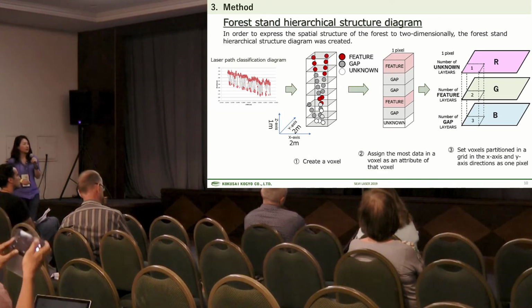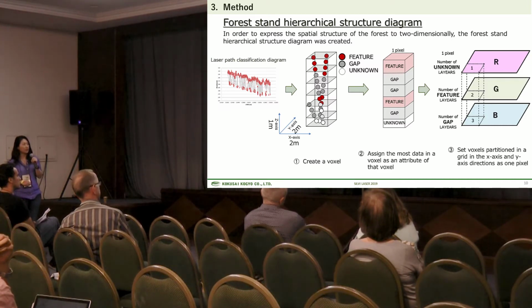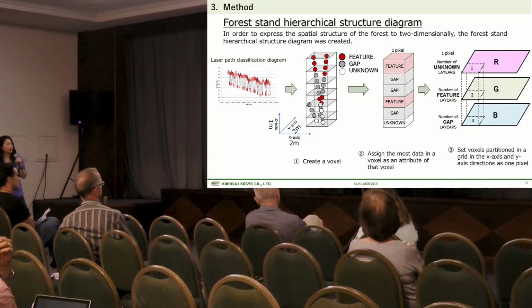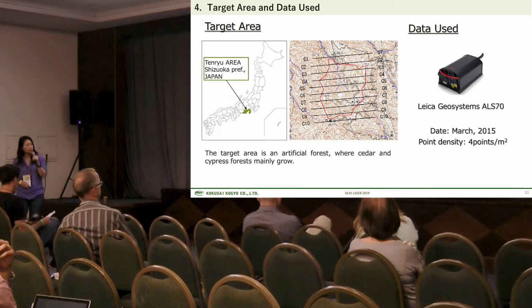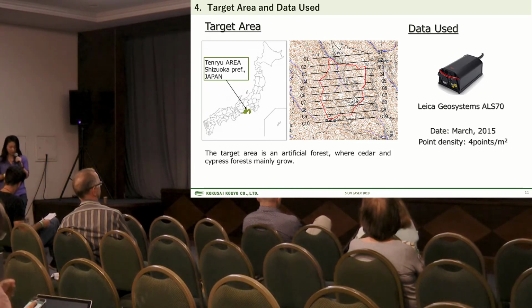The number of unknown layers is assigned to the red layer, the number of feature layers to green, and the number of gap layers to blue. For example, in this one, there are 2 feature layers, so the green layer of this pixel is 2. The target area is an artificial forest in Shizuoka Prefecture in Japan, where cedar and cypress mainly grow, and the data used was obtained by Leica Geosystems ALS70. The point density is 4 points per square meter.